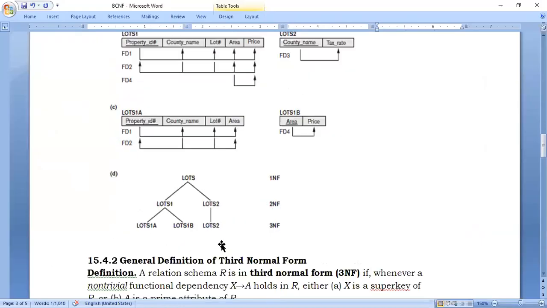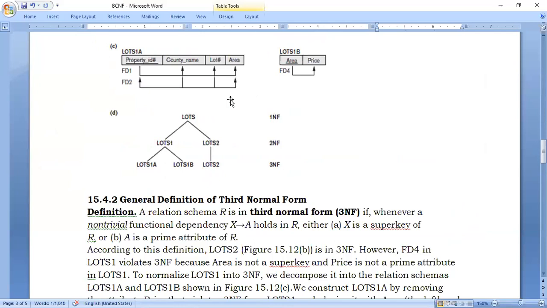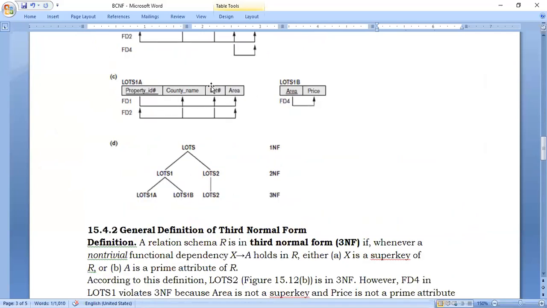So for that, we have taken one more assumption. What is that assumption? We have assumed that these lots belong to only two countries, DeKalb and Fulton. So this assumption we have considered to understand BCNF, that these properties belong to only two countries, DeKalb and Fulton, as per your textbook. There is one more assumption we are making, that each plot is of a particular area, and that the plot depends on the country name.